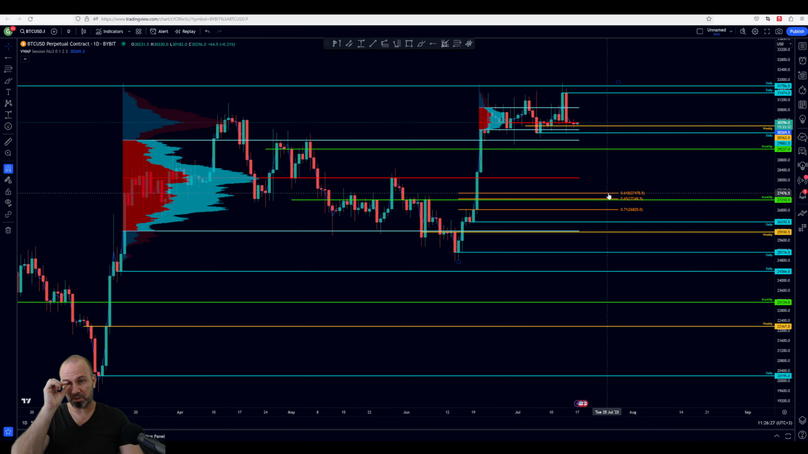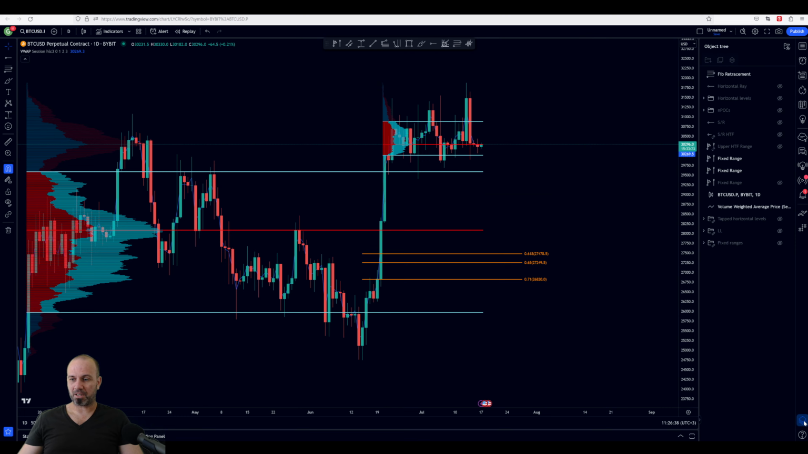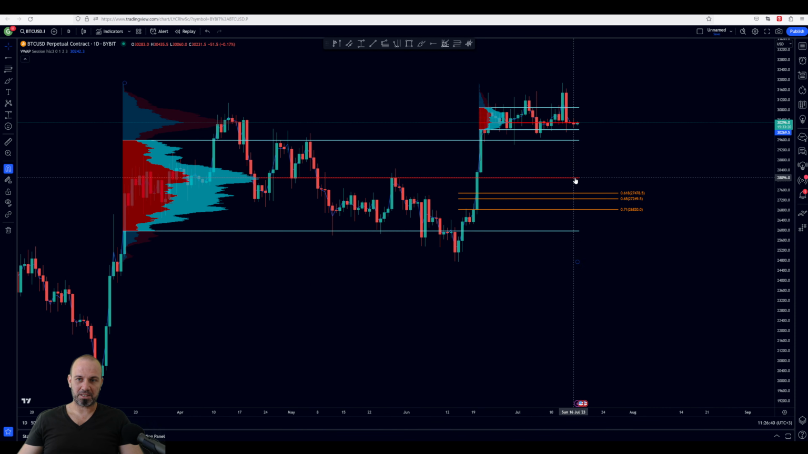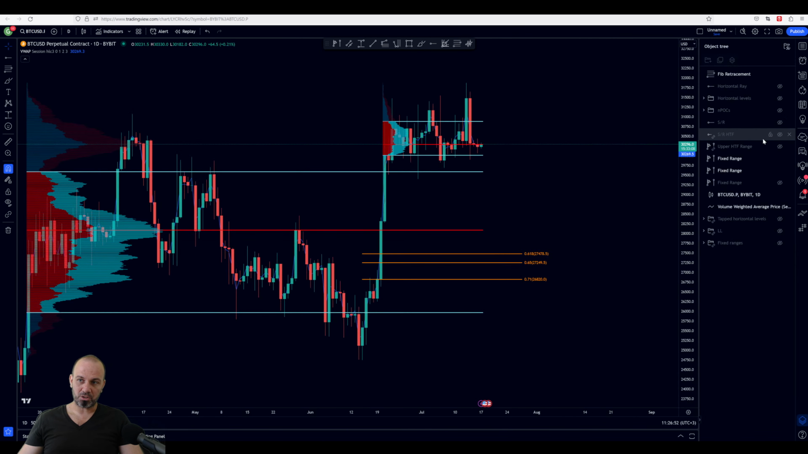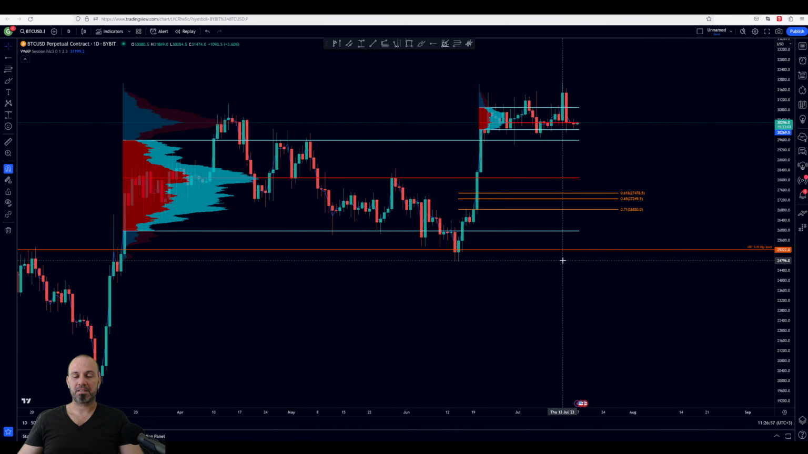But let's say no support in this area, then the next important level to the downside, and for that we need to hide the horizontal levels, right? Then no reaction here, so let's say no reaction at the value area high, no reaction at the point of control, no reaction in this area. Then the next important level is actually the value area low, these lows, and let's not forget we do have the high time frame SNR flip level, and always the possibility of a swing failure pattern here.